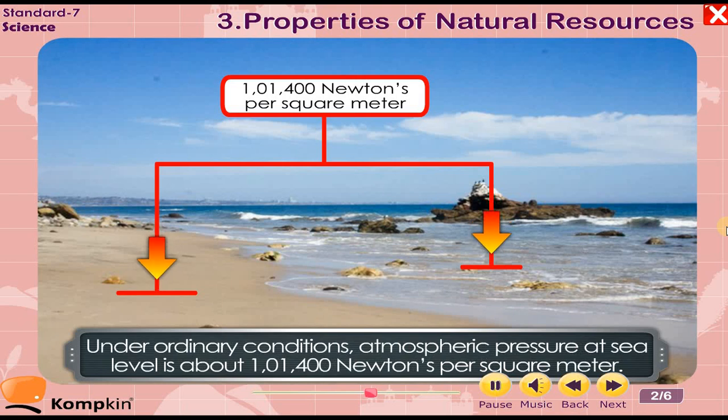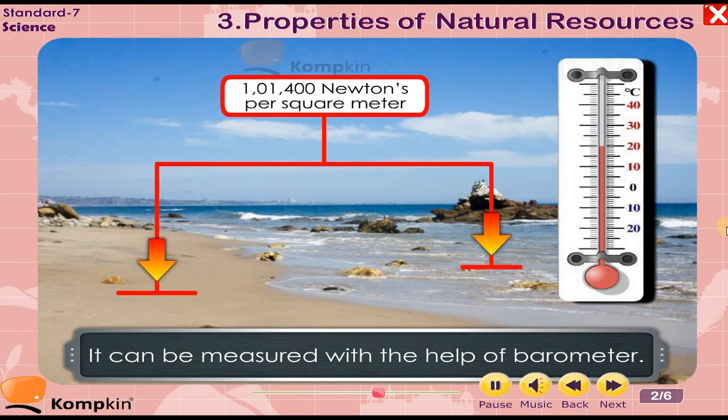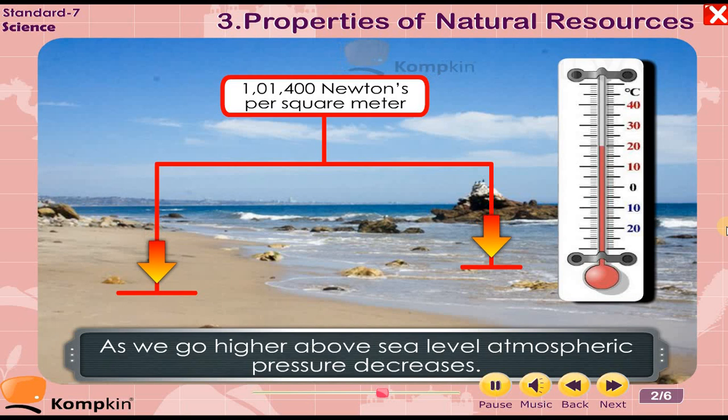Under ordinary conditions, atmospheric pressure at sea level is about 1,01,400 newtons per square meter. It can be measured with the help of a barometer. As we go higher above sea level, atmospheric pressure decreases.